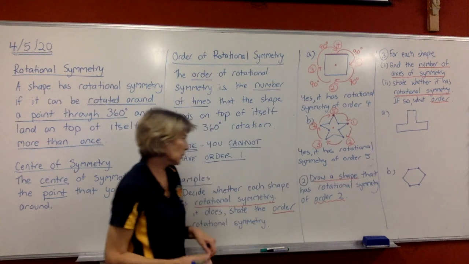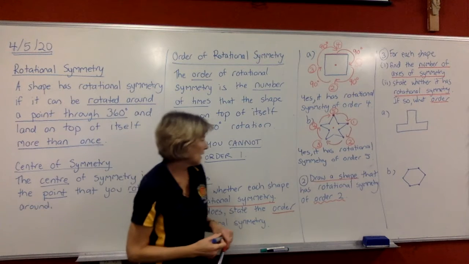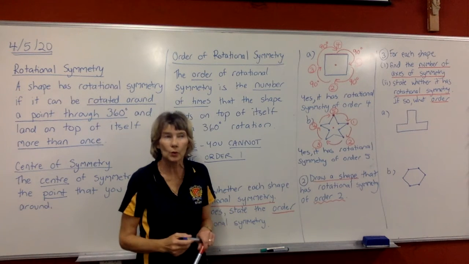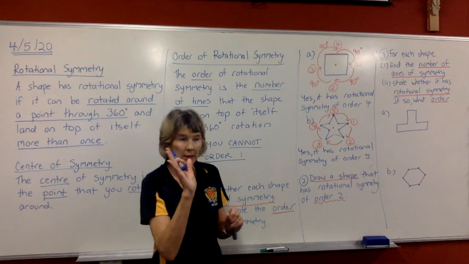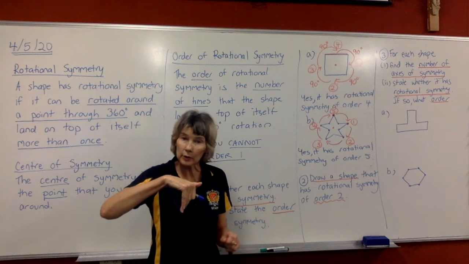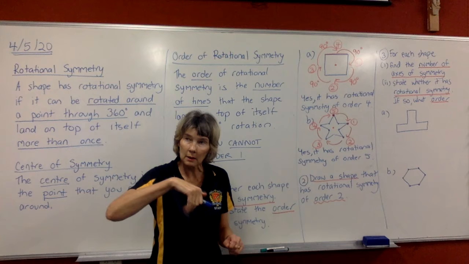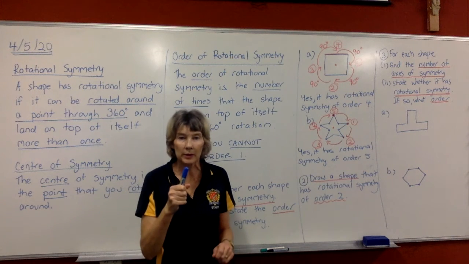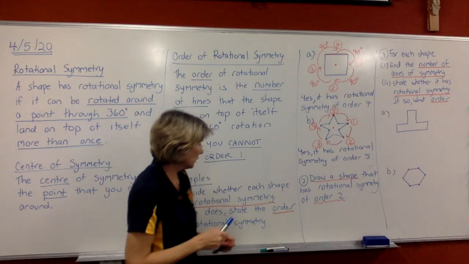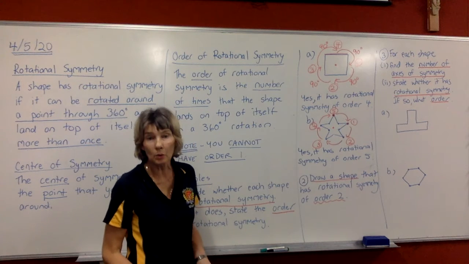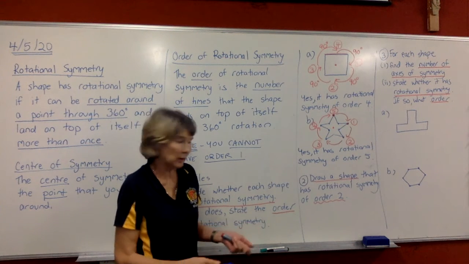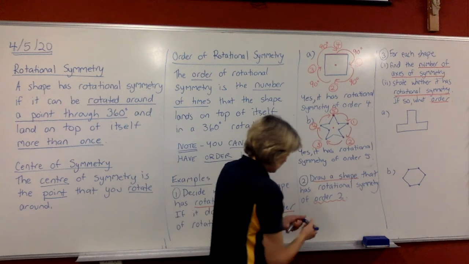Okay, now the next question says draw a shape that has rotational symmetry of order 2. So that means that when we spin it for 360 degrees, it has to land on top of itself once, and then again when it's back to where it started. There's a few different things you could do for this, but the easiest one is a rectangle.